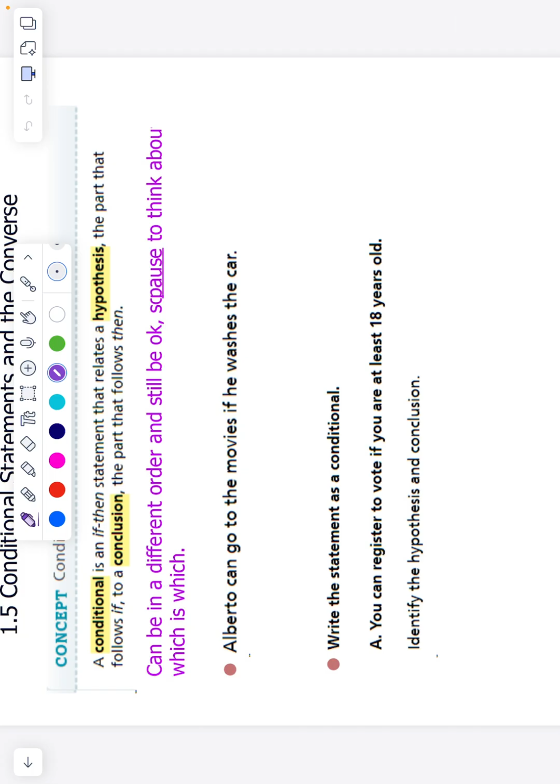Alberto can go to the movies if he washes the car. So what's the hypothesis of that conditional statement? Yeah, he's got to wash the car. The condition that must be met is that he has to wash the car. If he does that, then he can go to the movies, okay?